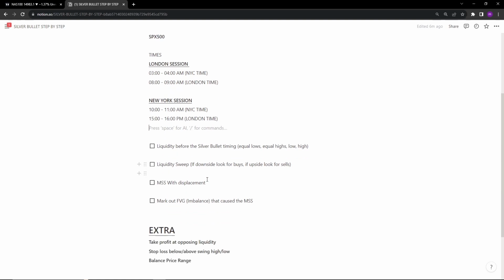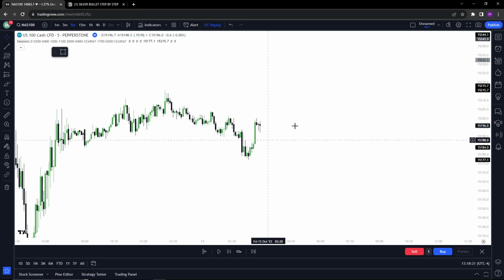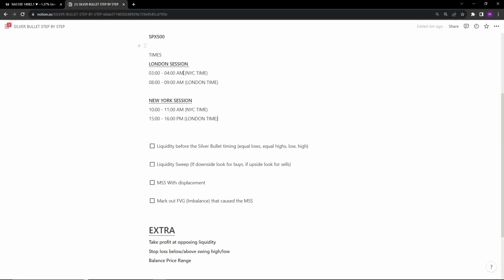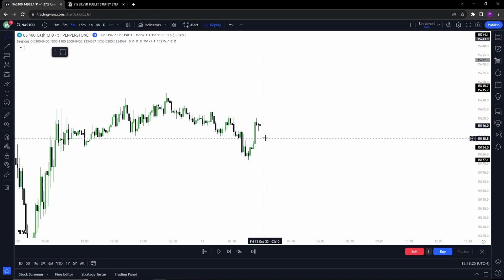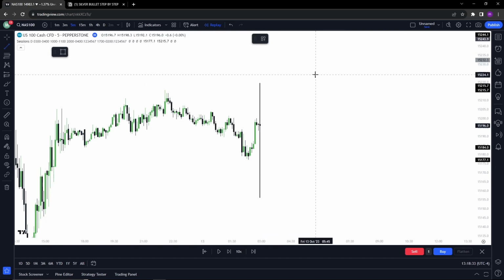Now getting into the rule-based approach and fully breaking down how the Silver Bullet works. The first thing that we look for when it comes to the Silver Bullet is we want to identify liquidity before the Silver Bullet timing. So this is before these times right over here. I'll be breaking down this trade, which is on the London session right over here, which is UTC -4 time, 3 to 4 a.m. So the Silver Bullet starts at 3 and ends at 4. We can only take a trade between this time period.